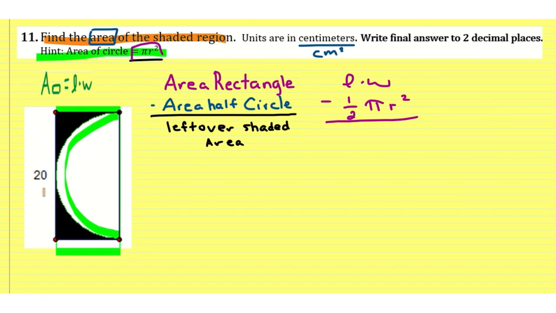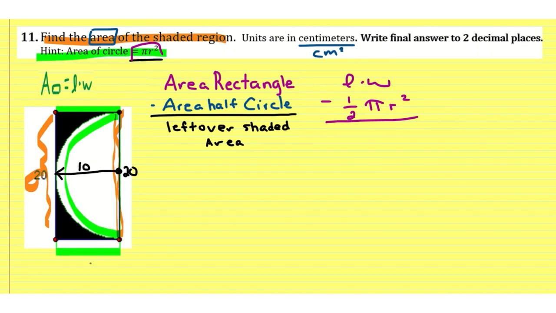So what is the length and width of our rectangle? Well, they've given us that this length right here is 20. So that means that the diameter of our circle is also 20. This is also 20, so that's the diameter. If that's the diameter, what is the length of the radius? The radius goes from the center of a circle to the outside. It's going to be half of the diameter, so the radius is going to be 10.